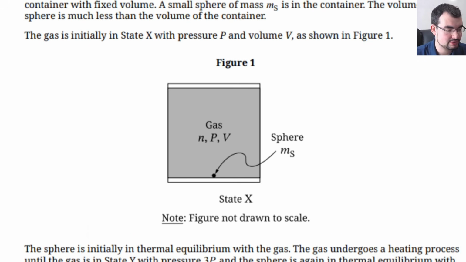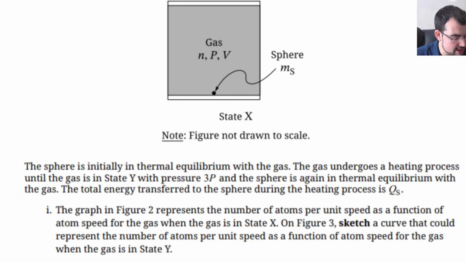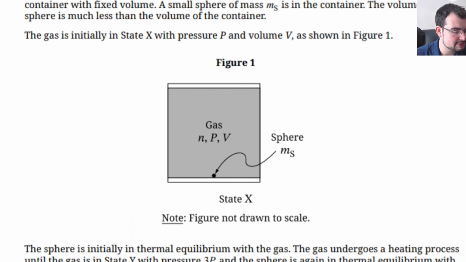So here we got a gas. Obviously, this is thermo, right? So a sphere is in thermal equilibrium with a gas. It starts at the state in a sealed container. We then heat the gas and send it to a different state. So originally, we have n moles at a pressure P and a volume V. And we're ending with the same number of moles, but the pressure is increased due to the heating. So we know that our temperature is going to increase during this.